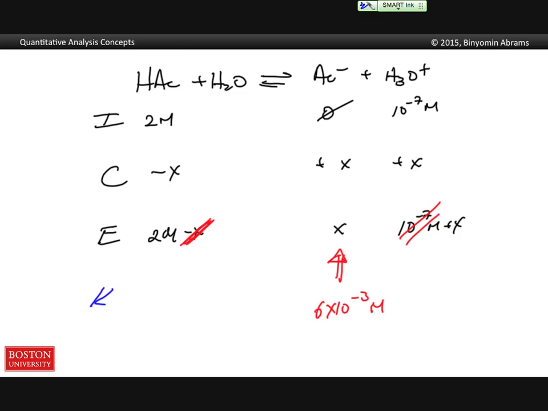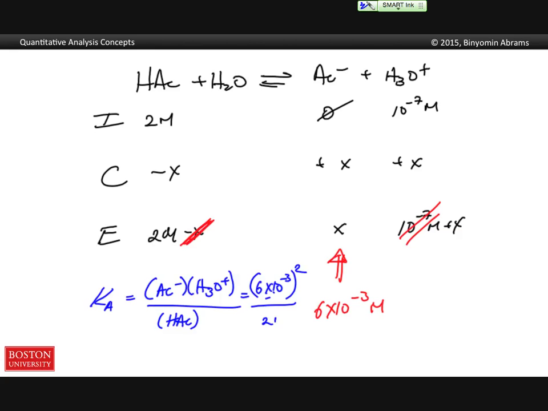We know that Ka, which is the acid equilibrium constant for this equilibrium, is just the activity of acetate times the activity of hydronium over the activity of the acetic acid. Remember, the activity of water is 1. And if we plug in all of these numbers, which is 6 times 10 to the minus 3 squared over 2 molar, I get 1.8 times 10 to the minus 5.